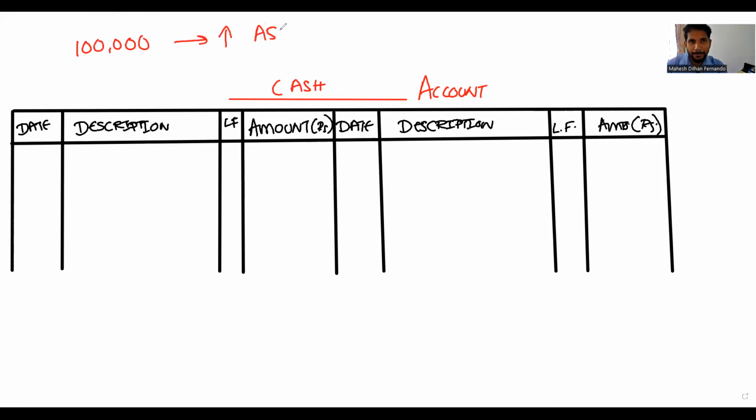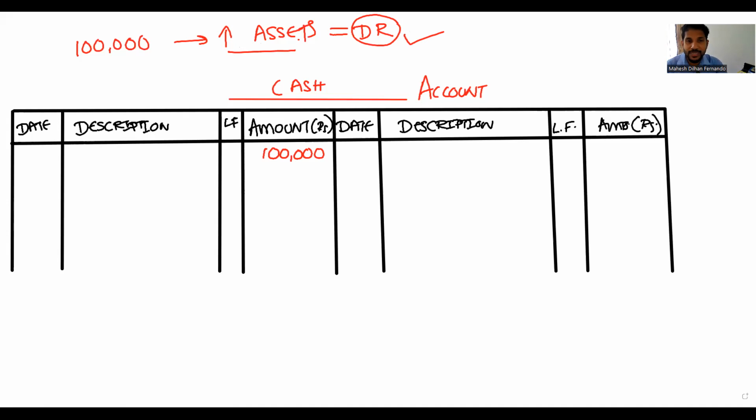Am I clear with you? Forget about the other impact. Increasing assets. Then what I'm telling you is that increase in asset is debited. It should be debited to the cash account. Why? We know increase in asset is debit.